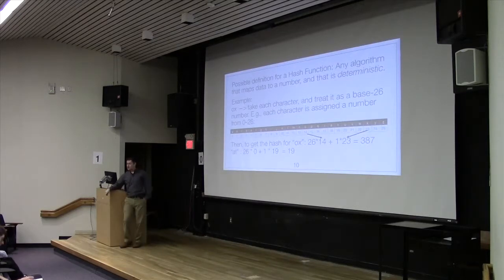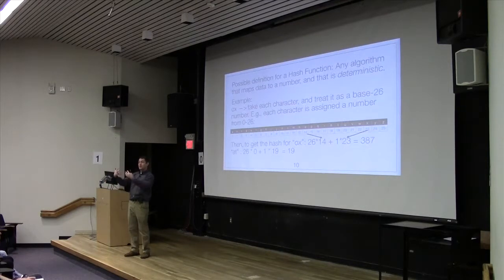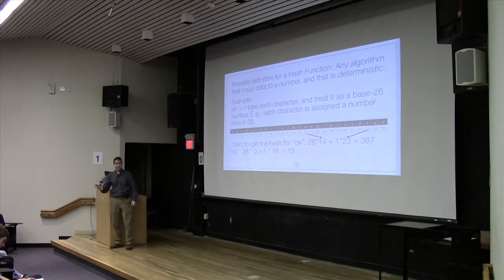So here's one possible definition for a hash function. Any mathematical algorithm that maps data to a number and that is deterministic. In other words, you have a function and you take some input and apply that function on it. Every single time, the answer has to be the same for that data. We'll get into more details about why that's important in a little bit too. But the key here is if you do an operation on some piece of data, you need to get the same answer every single time. And if you don't, this whole system breaks down, as it turns out.